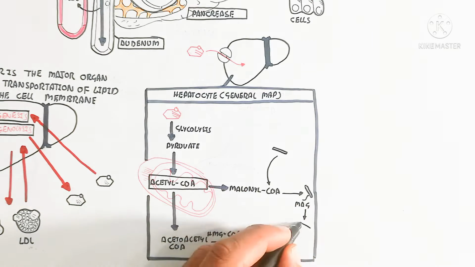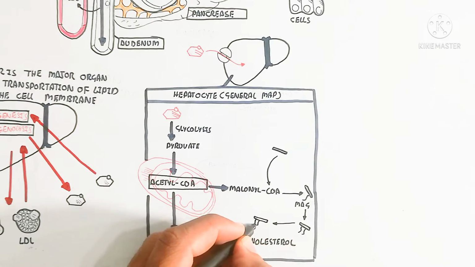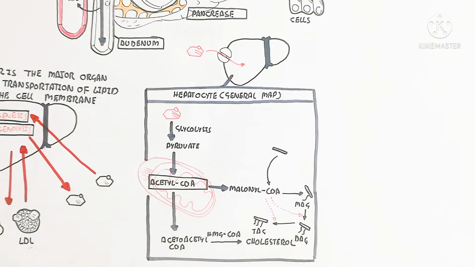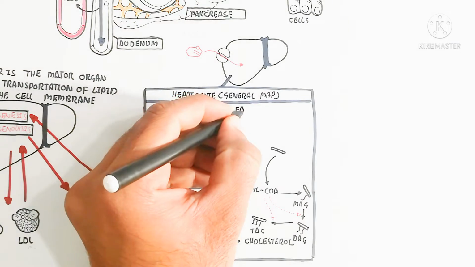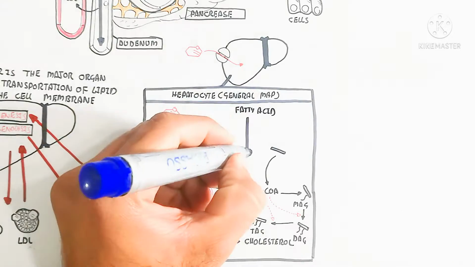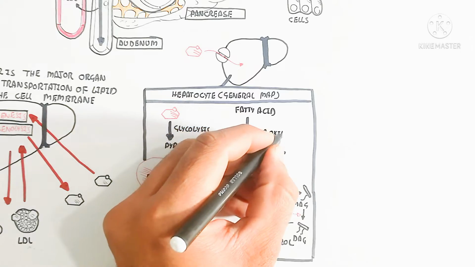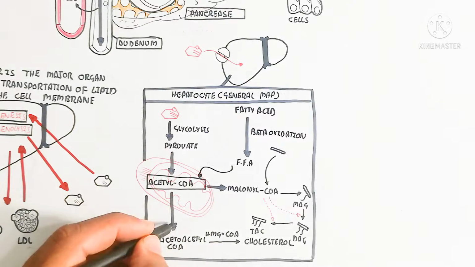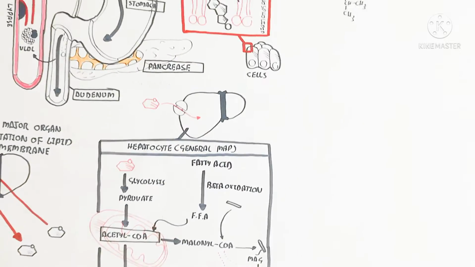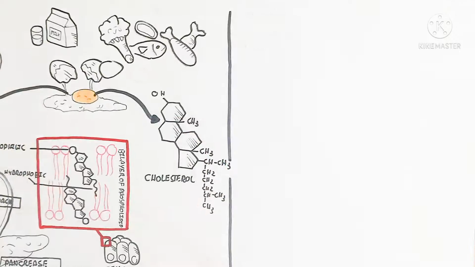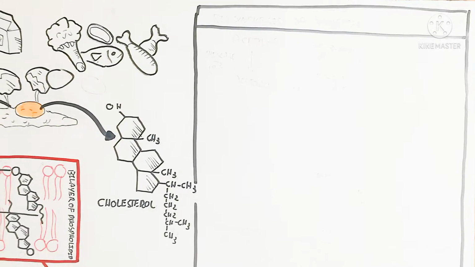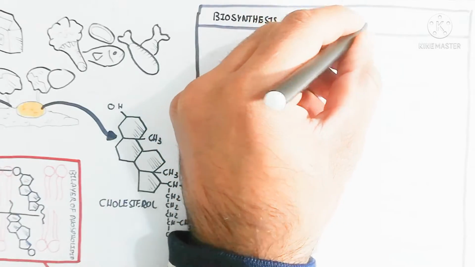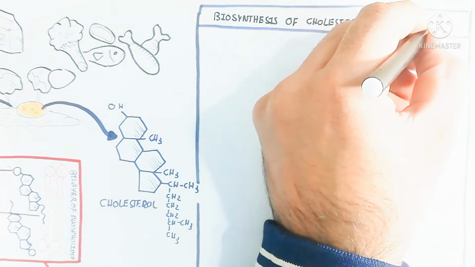Malonyl CoA is produced from the fatty acid, and this comes from beta oxidation. It produces monoacylglycerol by the attachment of one fatty acid, then the second gives diacylglycerol and triacylglycerol. This triacylglycerol will be packaged into a lipoprotein globule. So let's begin to understand the biosynthesis of cholesterol.